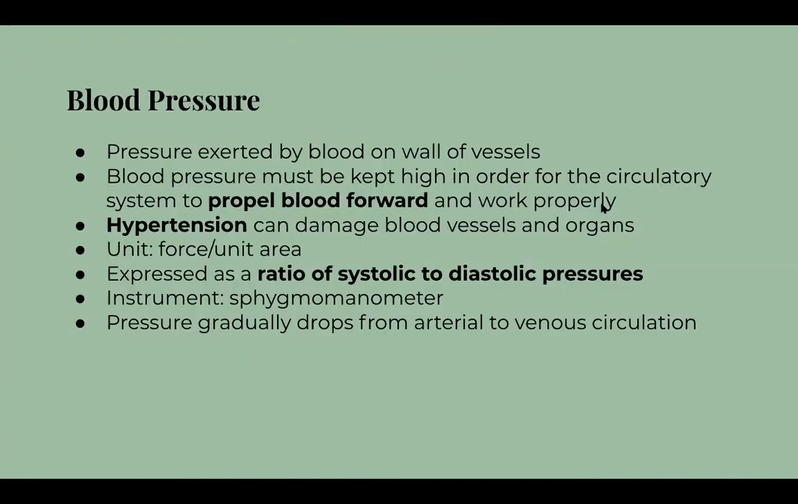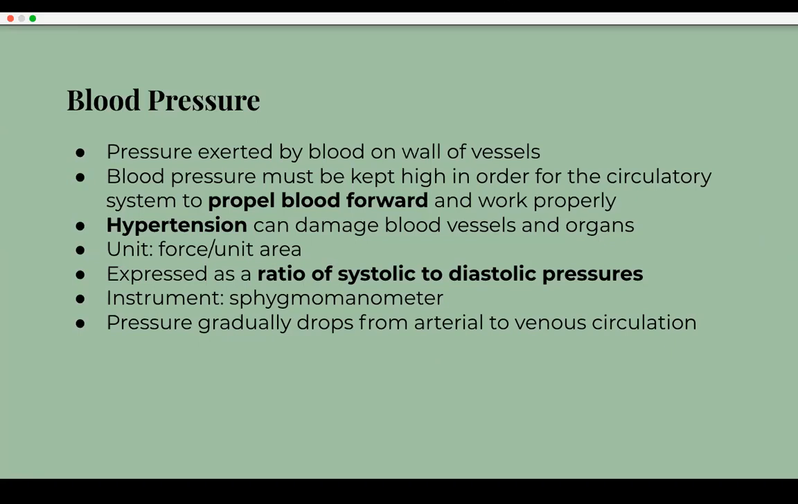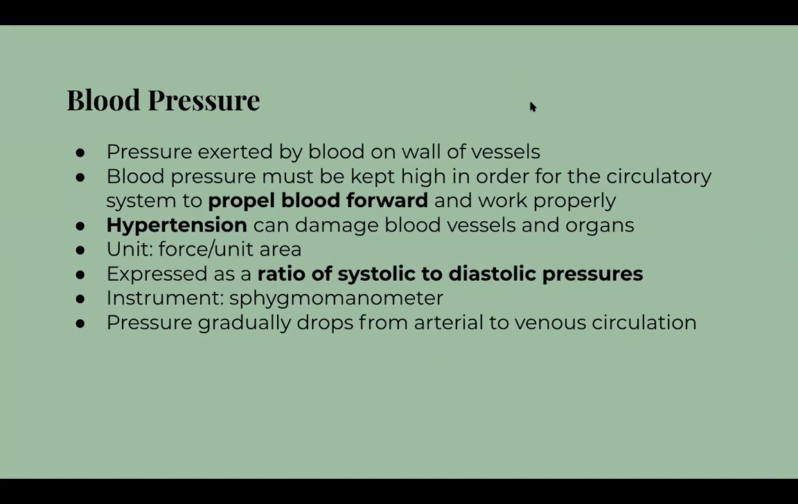Okay, so the next topic that we have is discussing what blood pressure actually is. So blood pressure is simply the pressure exerted by blood on the wall of your blood vessels. The reason why it's important to have a high enough blood pressure is that the circulatory system's entire role is basically to move oxygenated blood throughout the body. So you need blood pressure that's high enough to move that blood forward and to keep it going throughout the body.